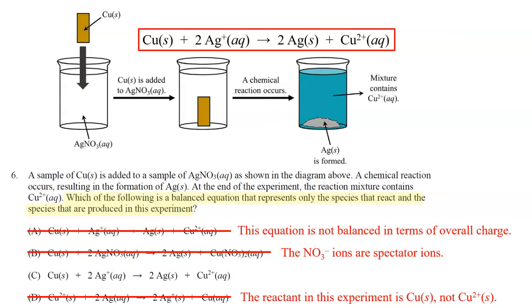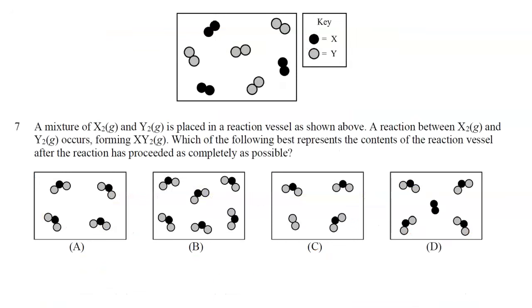The correct answer for question 6, which represents the net ionic equation, is choice C. It is a balanced equation, and it represents only the species that react and the species that are produced in this experiment. Now, let's take a look at question 7.